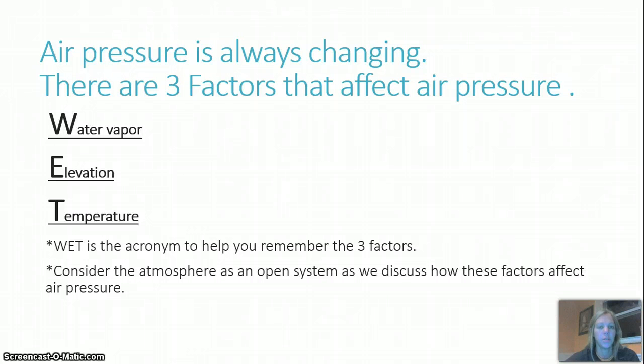We're going to move on to trying to understand the three factors that affect air pressure. And I have an acronym that might help you remember the three factors. The acronym is WET. W stands for water vapor, E stands for elevation, and T stands for temperature. And when we're discussing how these three factors affect air pressure in the atmosphere, consider the atmosphere as an open system.